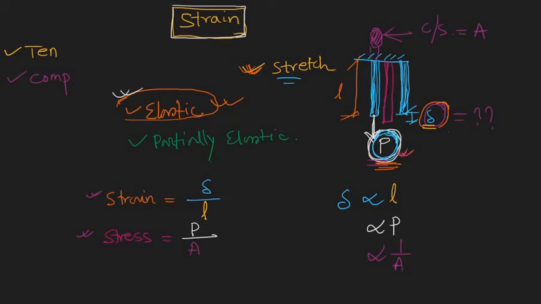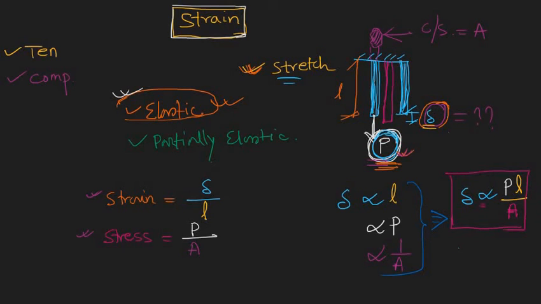Now if we combine all these three, we are getting that delta is proportional with your external load P, total length of the bar L, divided by the cross section of this member. So this is the delta in relation with this P, L and A. Now if we remove this proportional sign, we have to use some constant.